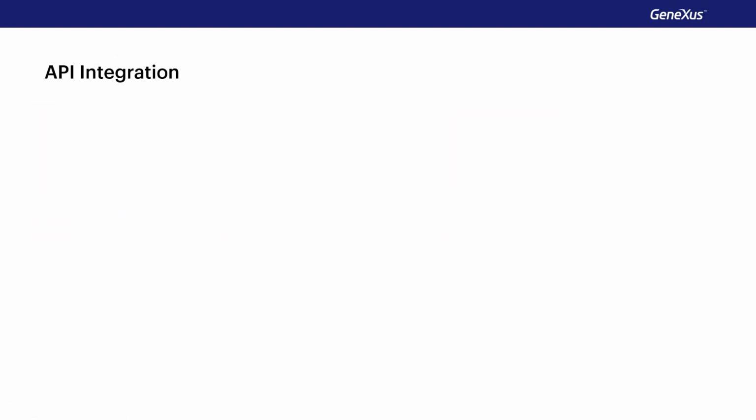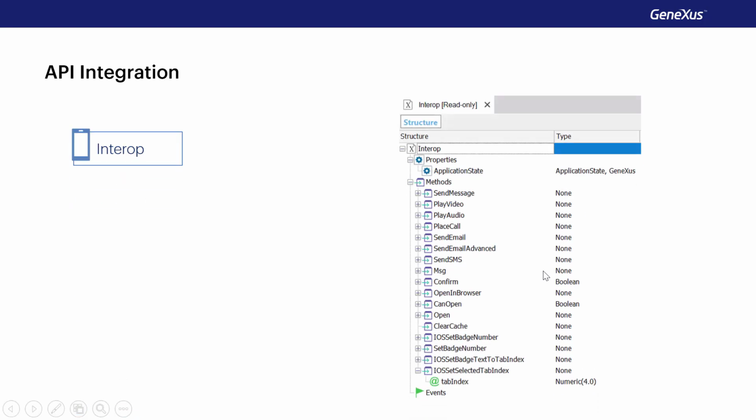We can also integrate through APIs. Let's see some of the most used ones. Interop. This API offers an entire series of methods to interact with common functions like send message or send a text message. Play video or play audio to play multimedia files. Place call to make a call. Send email to send an email message, or message to show a message to the user. Or confirm to ask the user for confirmation before executing an action.